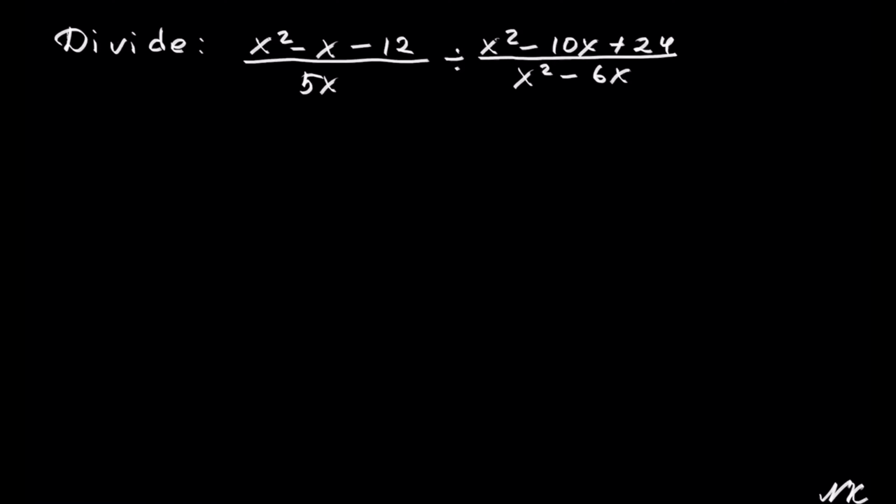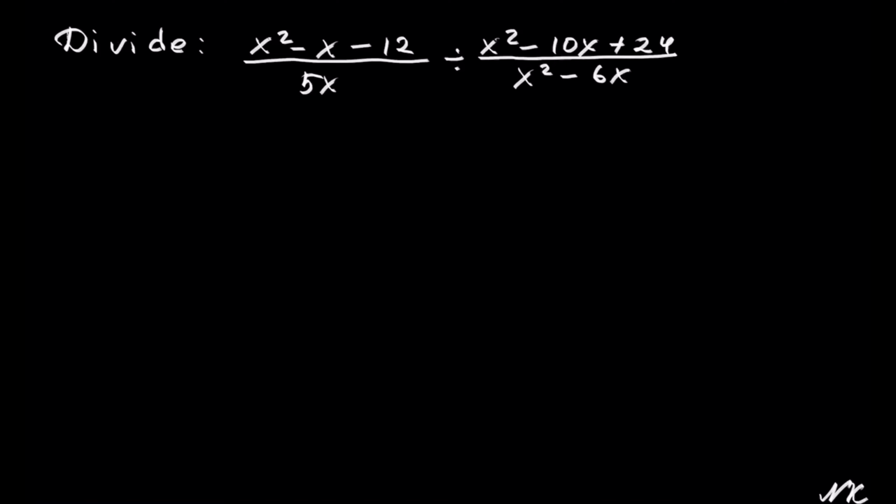Hello. In this example, we have to divide two fractions. The first one is (x squared minus x minus 12) out of 5x, divided by the second fraction, which is (x squared minus 10x plus 24) out of (x squared minus 6x).